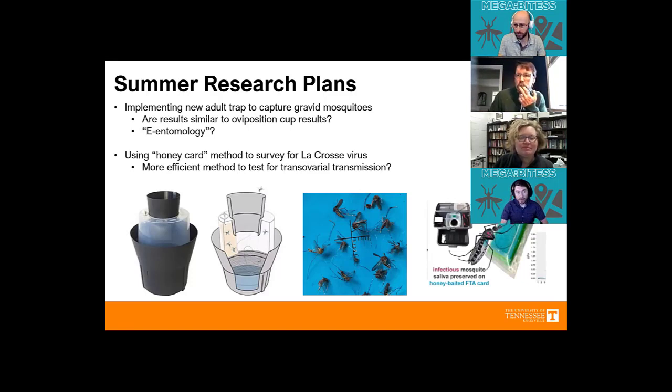And so one thing I'm interested in knowing is, are the results of these traps similar to what we get for the oviposition cups? In theory, they should be, because we're getting mosquitoes to come lay their eggs in our oviposition cups. And in this trap, we're getting the mosquitoes to come lay eggs, but instead we're just capturing the adult females. And why this might be important is that for our MEGAMIDS program, it's a whole lot of labor to hatch and raise all the mosquitoes that we're getting with the oviposition cups.